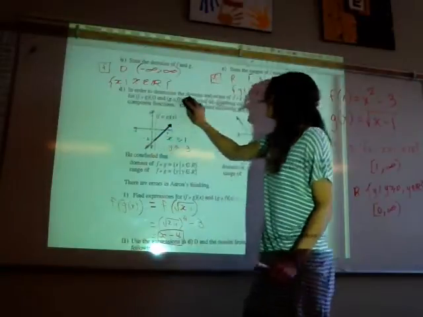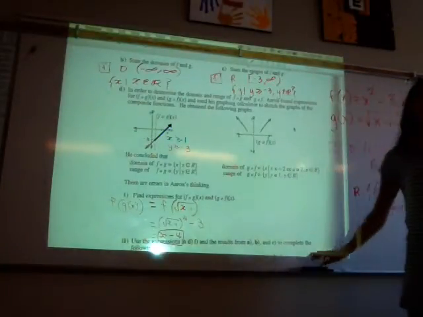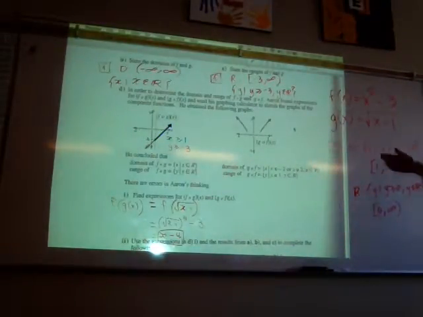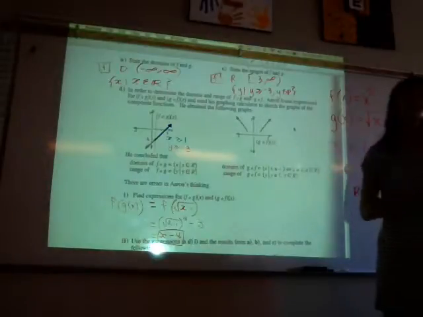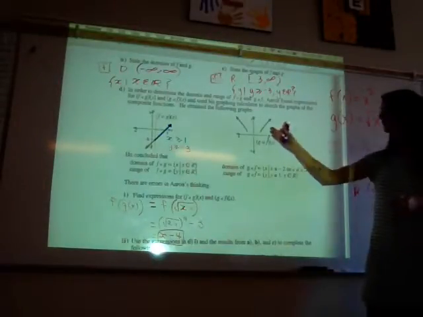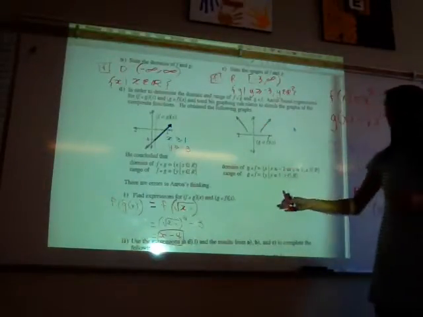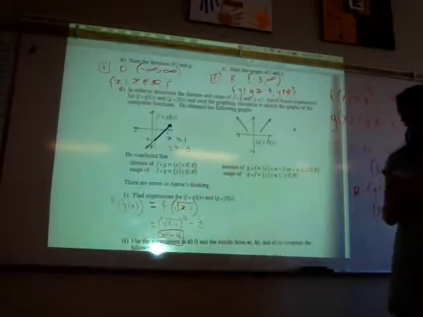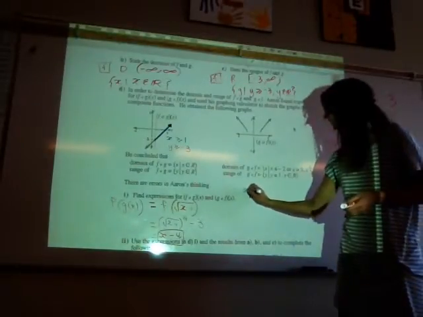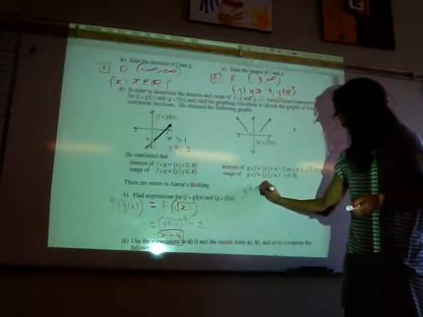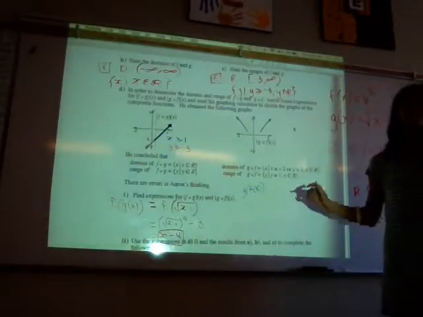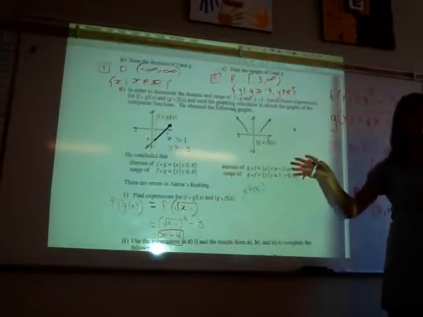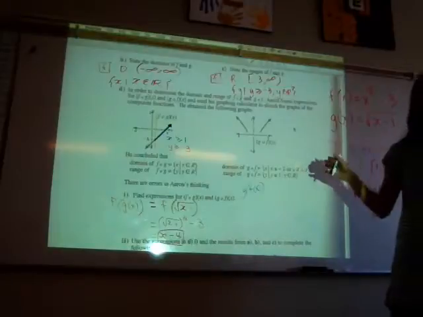So the first composition was f of g of x. Now we're going to look at g of f of x. Aaron's already drawn his graph, but let's actually solve for what that function would look like. So g of f of x: we're subbing the function f of x into all the x's from the function g of x.